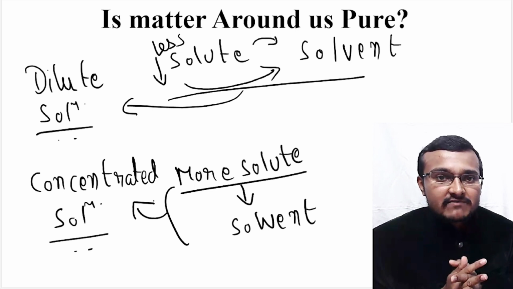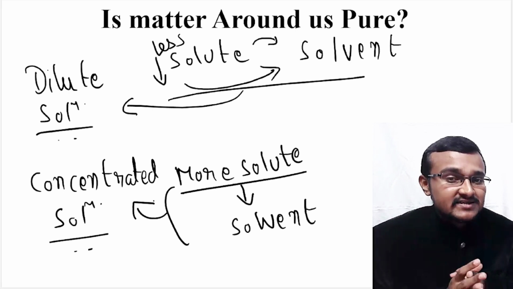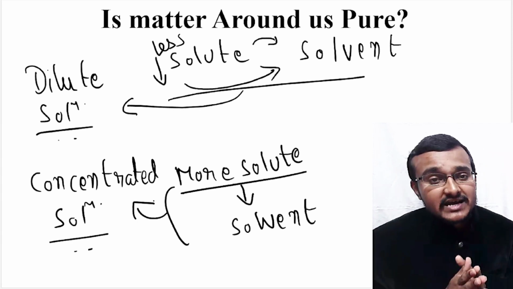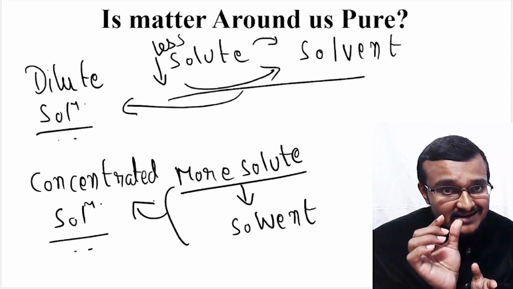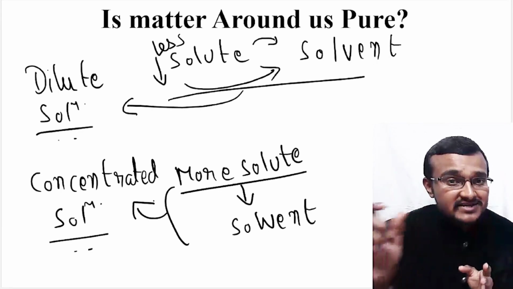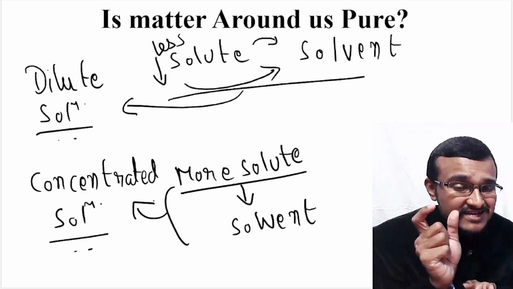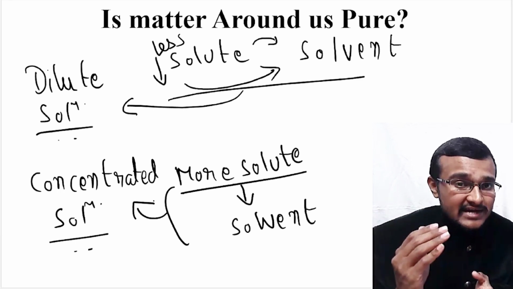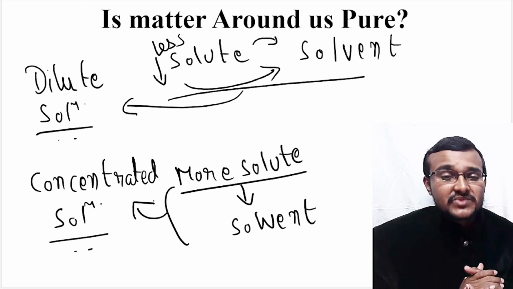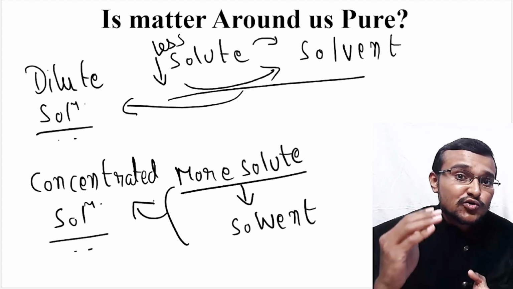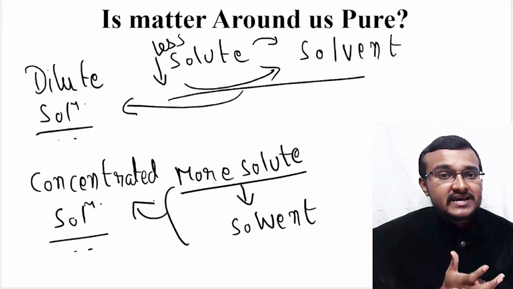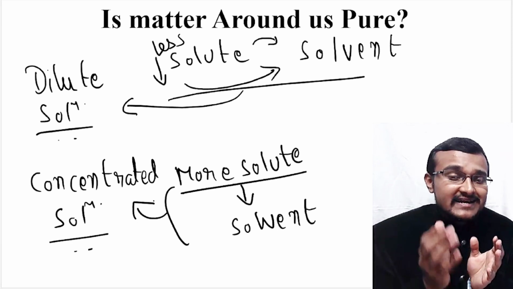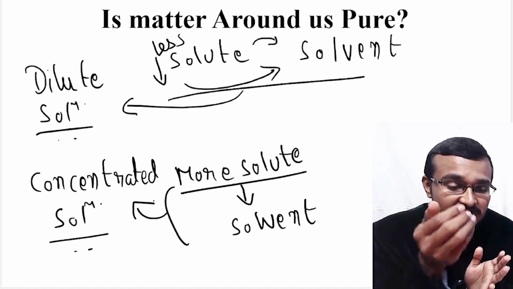In laboratories you might have heard about hydrochloric acid, dilute hydrochloric acid and concentrated hydrochloric acid. What do you mean by that? That means the HCl content will be more in concentrated HCl solution, and the amount of HCl molecules will be less in dilute hydrochloric acid. So dilute hydrochloric acid is less acidic and concentrated hydrochloric acid is more acidic, because in concentrated hydrochloric acid the HCl will be more and in dilute hydrochloric acid the HCl will be very less.